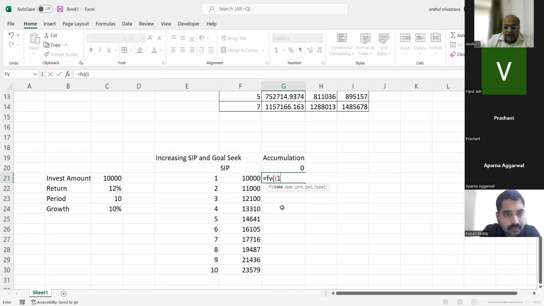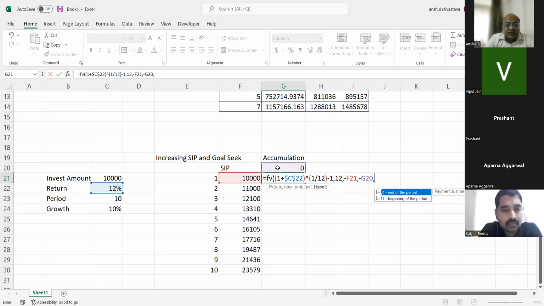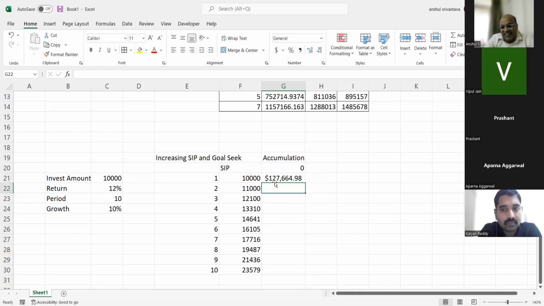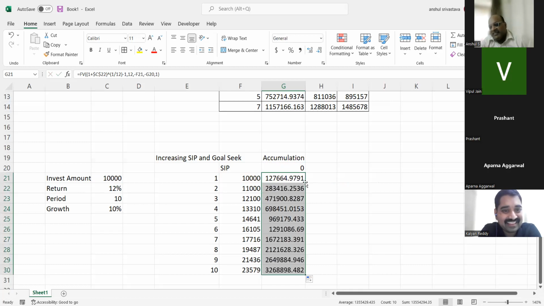FV rate is 1 plus 12% and F4 to the power 1 by 12 minus 1. NPR is 12. PMT is minus this amount, 10,000. PV is minus this. This was a mistake. हमने PV में minus का sign नहीं डाला था. This was a mistake. छोटा mistake से Excel can be quite confusing sometimes. So be a little careful. Now we'll get it. The only thing is we missed one minus sign and that calculation was not happening.